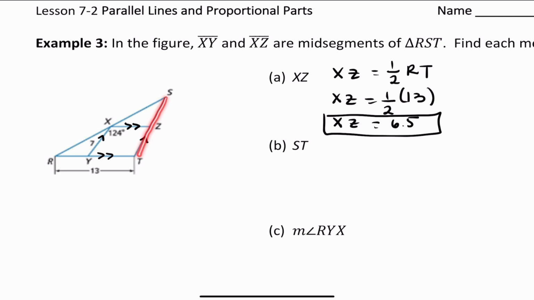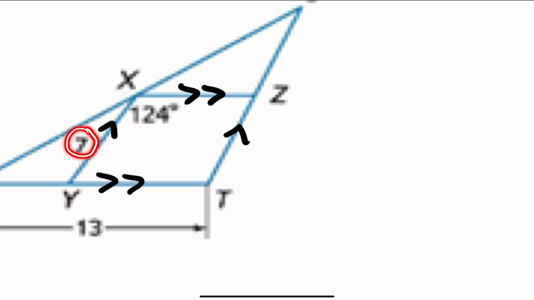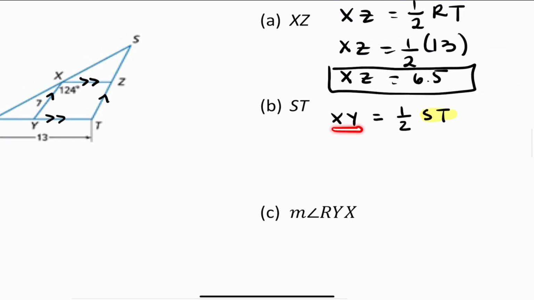So ST is parallel to XY. So again, I'm going to do this again. XY is my mid-segment, which is equal to 1/2 of ST. So then I'm going to solve for ST. This is what I want to get by itself. Know that XY is 7. Okay? So then I'm going to replace XY with 7, and I'm going to equal that to 1/2 of ST. And again, I'm solving for ST. So how do I get ST by itself?